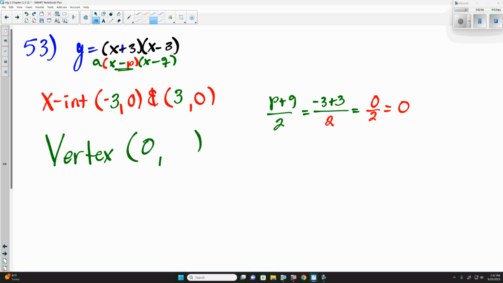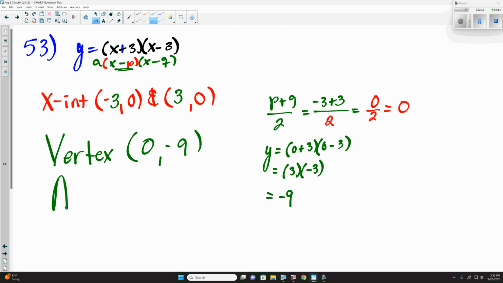Now to find the y value of the vertex, we plug it back in. So it would be 0 plus 3 times 0 minus 3. Well, 0 plus 3 is 3. 0 minus 3 is negative 3. The axis of symmetry, x is equal to 0. X is equal to our p plus q over 2.